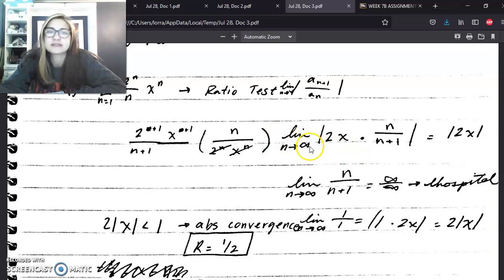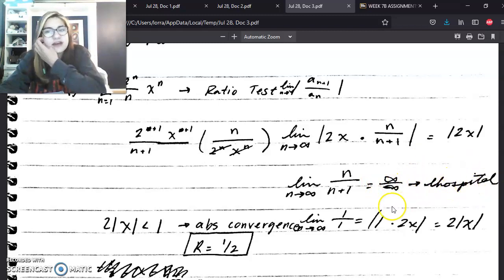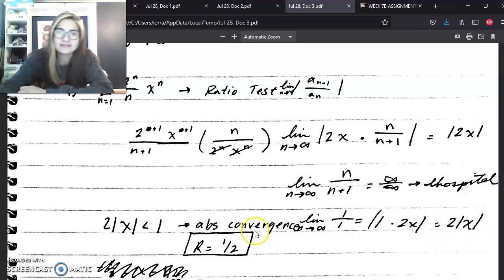All I did was simply separate that out to the limit as n approaches infinity. 2x times n over n plus 1 is equal to 2x, and that is because the limit as n approaches infinity of n over n plus 1 is equal to infinity over infinity. So you just use L'Hopital's rule to simplify that down into 1 over 1. So that's 1 times the absolute value of 2x, and so you have 2 times the absolute value of x.